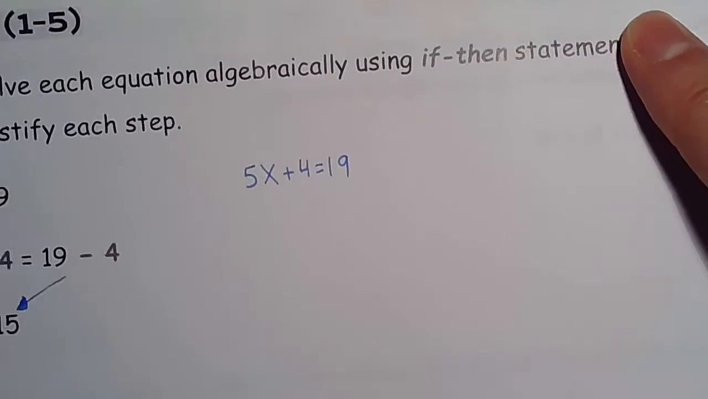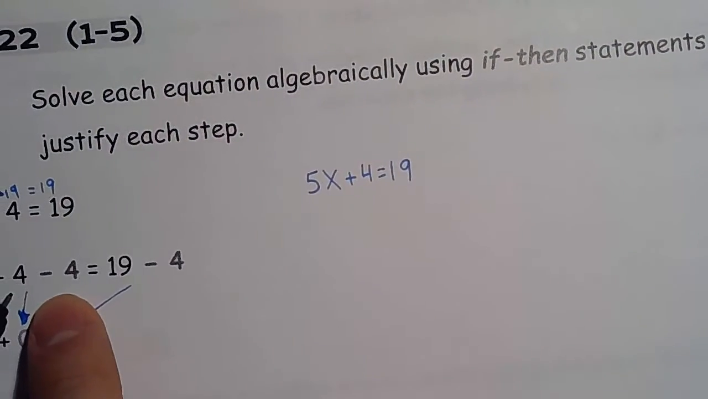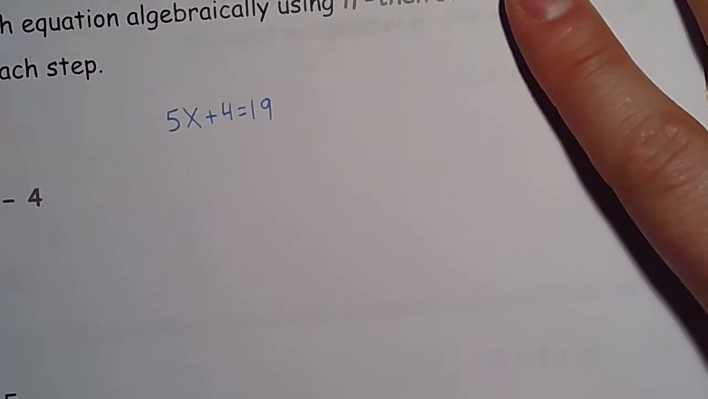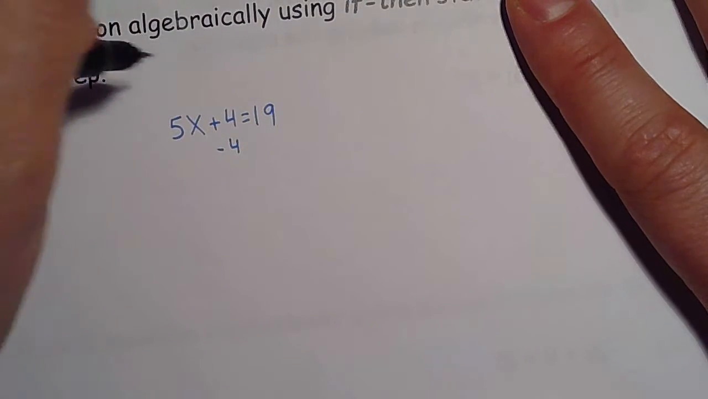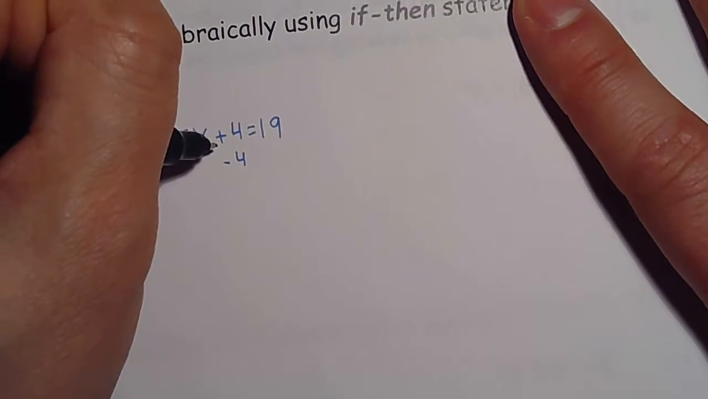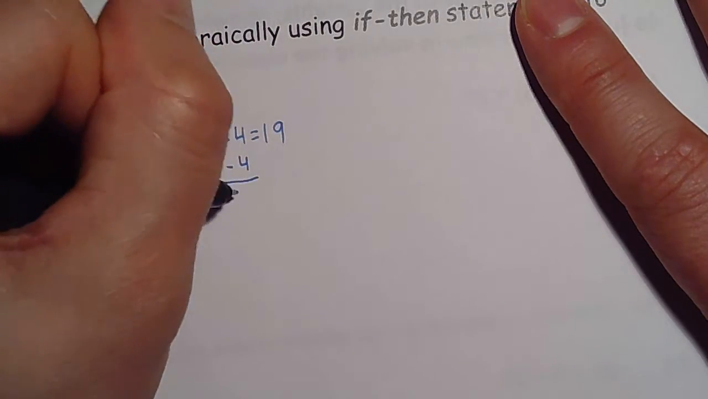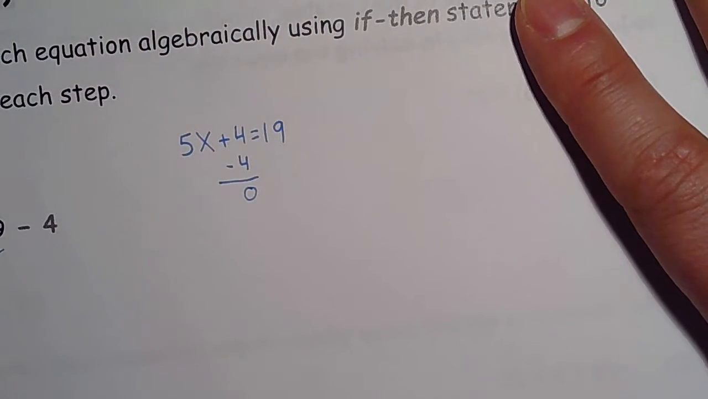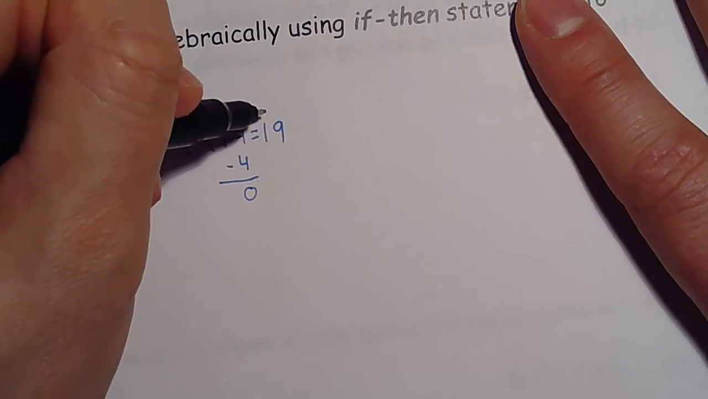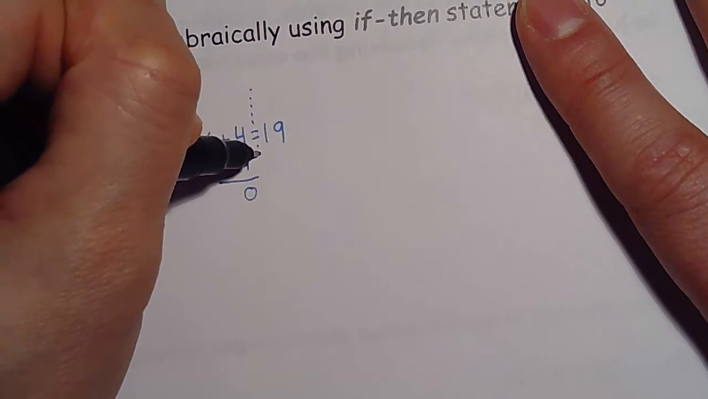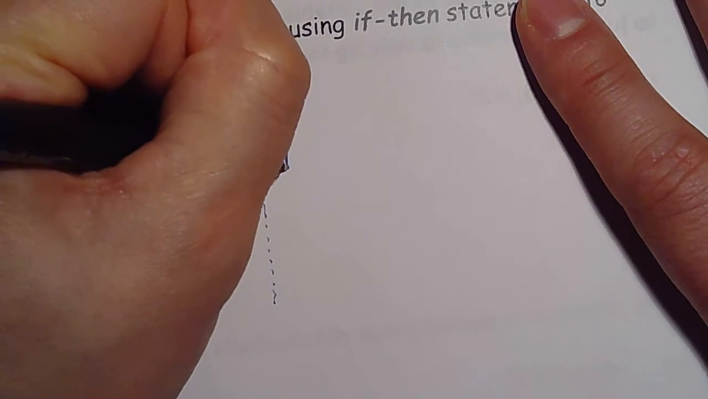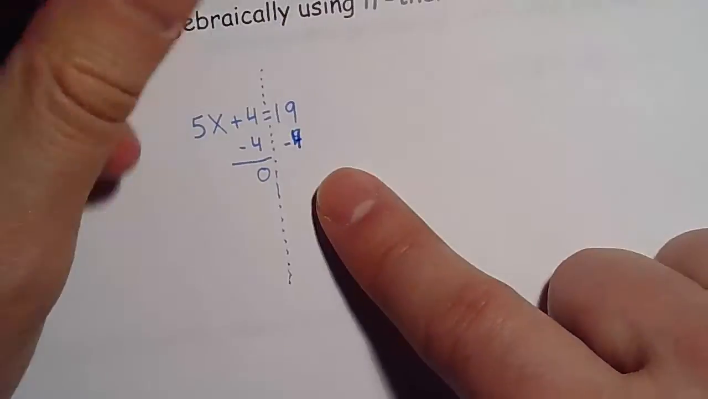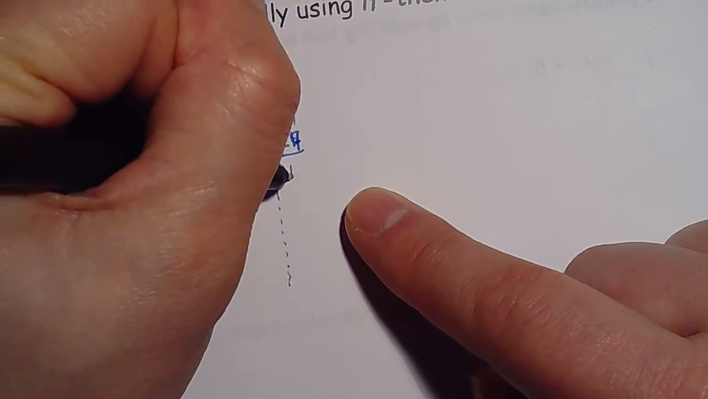5x plus 4 equals 19. So this is how I do it. Now, subtract 4. You could write it vertically instead of across like here. Same thing. If I subtract 4 from 4, it'll become 0, right? It'll get rid of it. Now, if I do it to one side, I need to do it to the other. Okay, you could draw a little line if you want. So if I do it here, I need to subtract 4 over here. 19 minus 4 is 15.